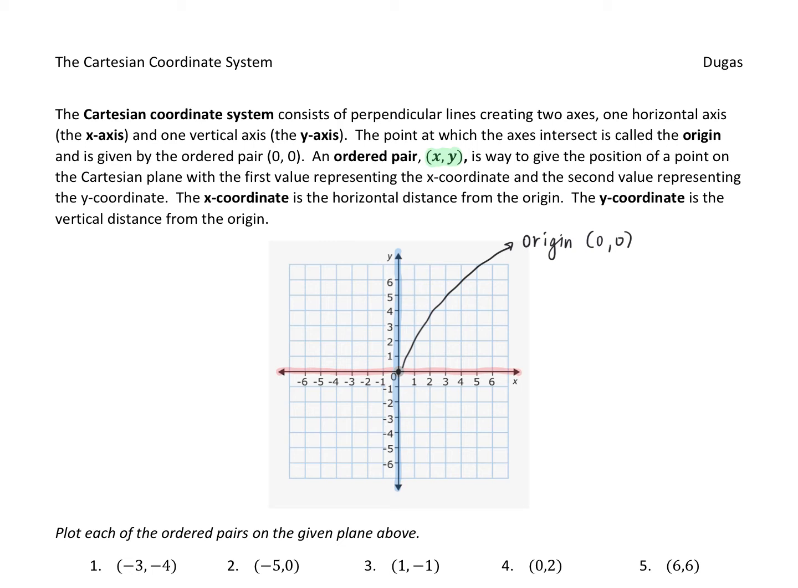So again, the ordered pair is made up of an x coordinate, which is first, and a y coordinate, which is second. Alphabetical order: x comes first, y comes second.